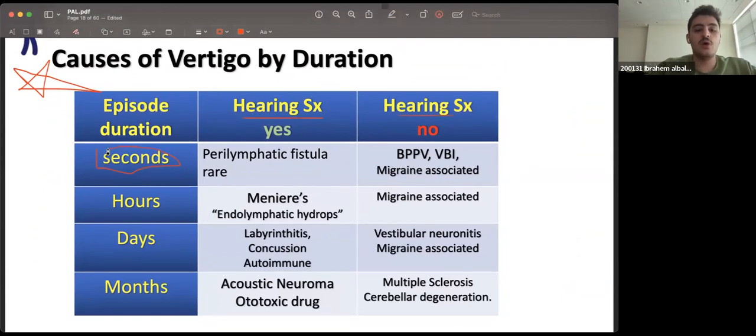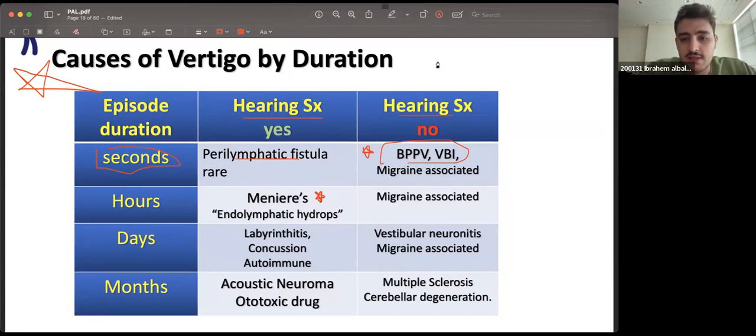So if a patient comes to you and tells you, I feel like the world is moving for a few seconds, you'd probably be thinking of the perilymphatic fistula or benign paroxysmal positional vertigo or the inflammation, okay? Vestibular neuritis. Now, usually, okay, the ones that I want you to focus on are BPPV and Meniere's disease, okay? These are very important to differentiate.